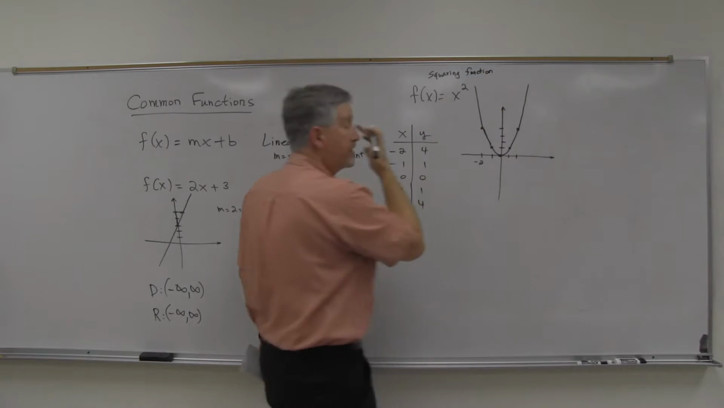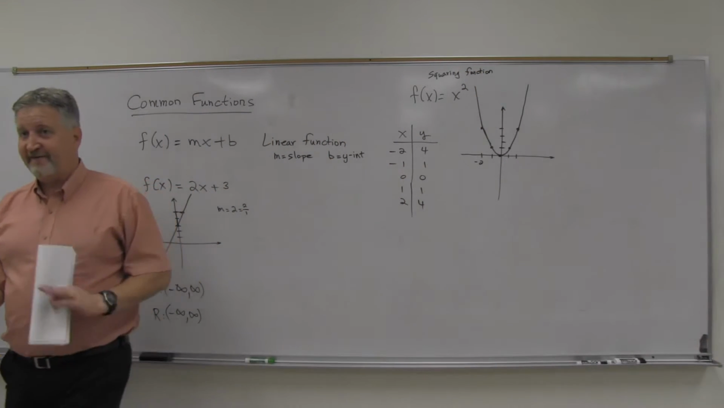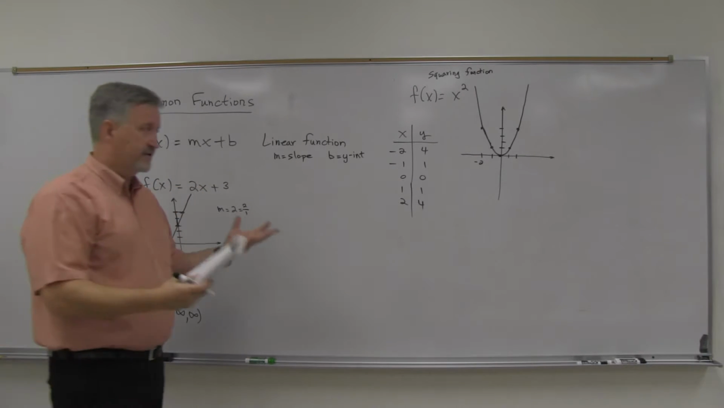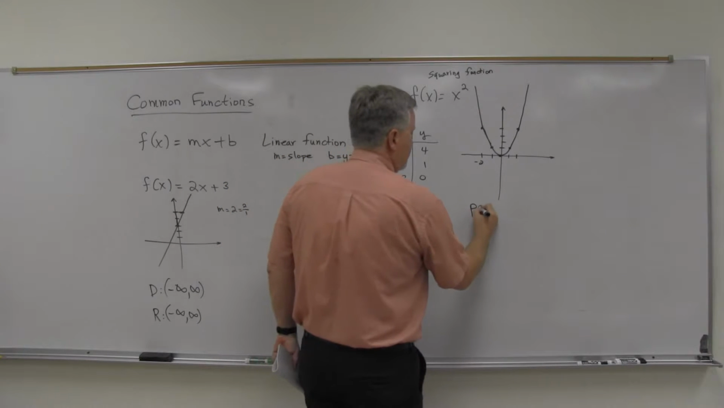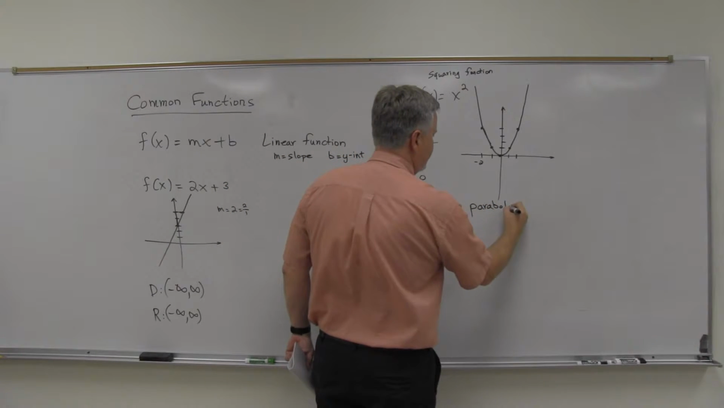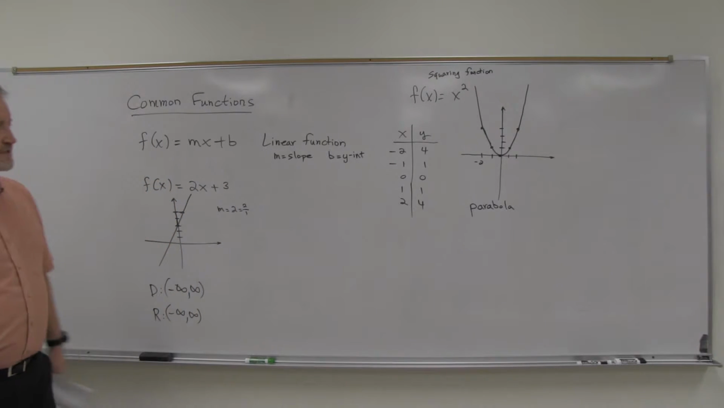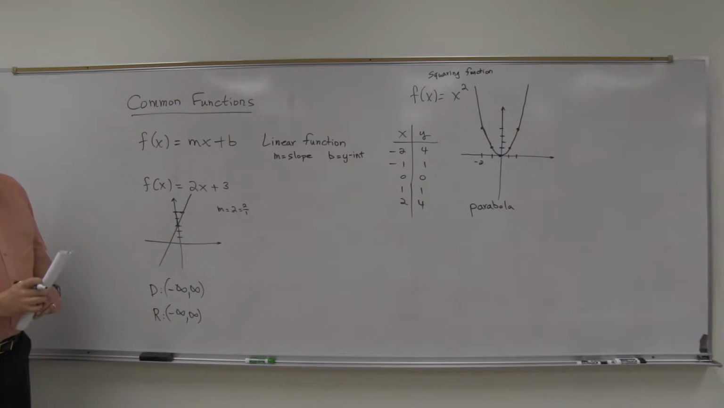But basically what we want you to know is that an x squared graph is going to have this shape. It's called a parabola, and we're going to talk a lot more about parabolas in a few days. So that one's the parabola shape, and that's what you get with an x squared graph.